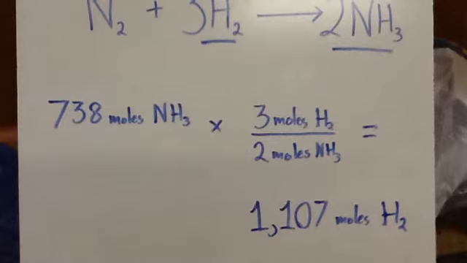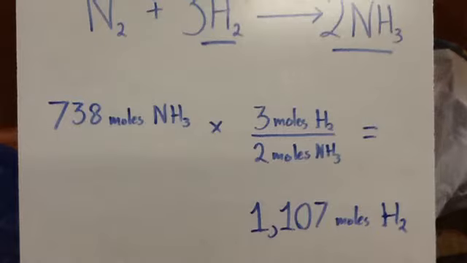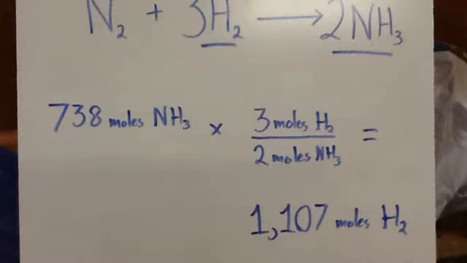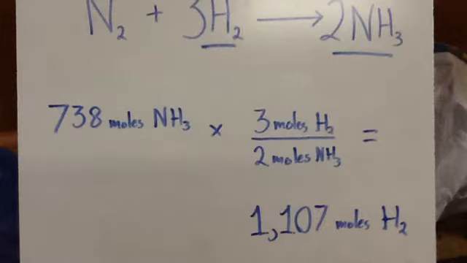So when I use a calculator, 738 times 3 divided by 2 equals 1,107 moles of hydrogen. All right, so a pretty simple question. We have found moles of hydrogen. That's what we were asked to find in the question. That's what we put next to find when we identified what was given and what to look for. So that should let us know it's time to stop.